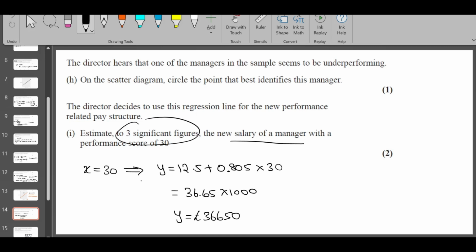36,650. They want you to round it to 3 significant figures. Therefore, y is equal to 36,700 pounds. That's the answer.